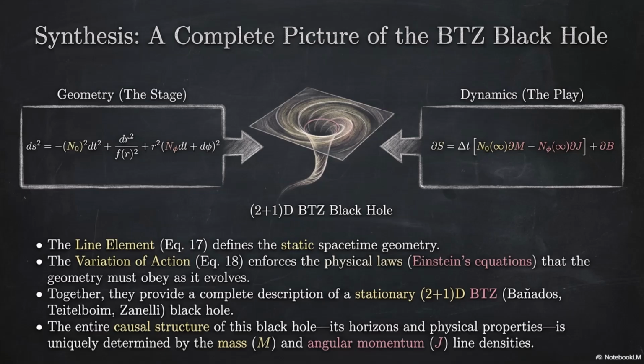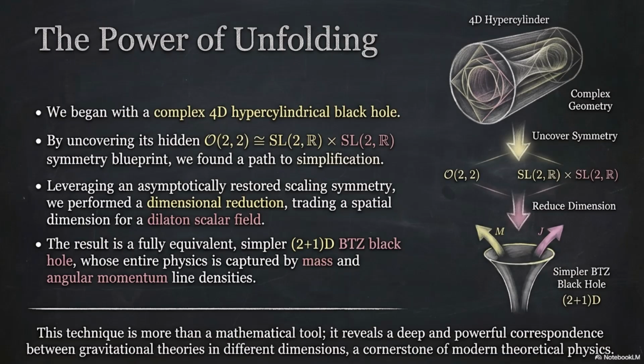It's a really remarkable theoretical journey. We started with this intractable 4D problem, the Lemos hypercylinder. And by uncovering its deep intrinsic O(2) symmetry, we found the key. We found the hidden structure of AdS3 geometry, and that gave us the mechanism for simplification. Then we performed this highly technical trade, swapping the z dimension for the dilaton field. And the payoff is this fully equivalent but vastly simpler 2+1D BTZ black hole. It just reveals this deep correspondence between gravitational theories in different dimensions. The elegance is really in that final simplicity. Only m and J matter.